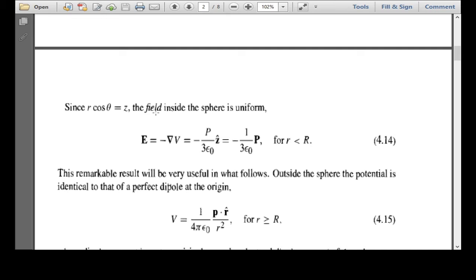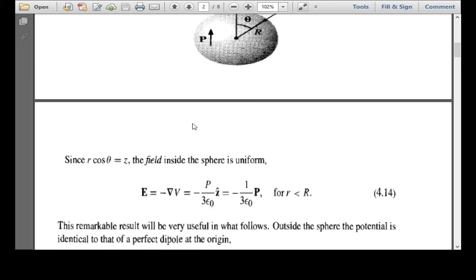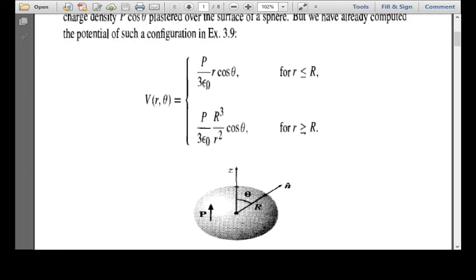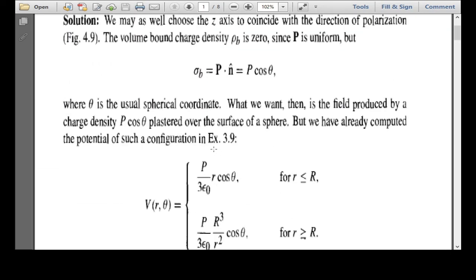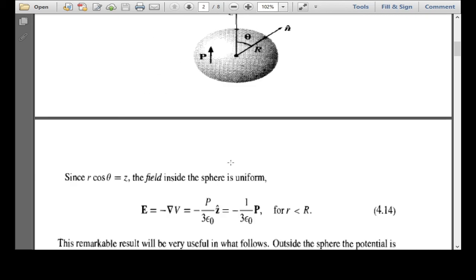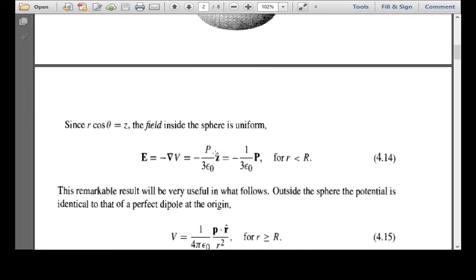So the electric field can be found from the equation E is equal to minus del V, so minus d by dr of V. What is V? V is given by P by 3 epsilon 0 r cos theta. So in this case, what is the value of E? Minus P by 3 epsilon 0 z cap. But that is nothing but minus P by 3 epsilon 0, because P is in the same direction as z. So for r less than R, for an inner point, the electric field is minus P by 3 epsilon 0.